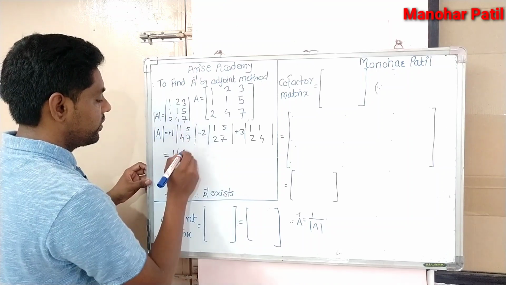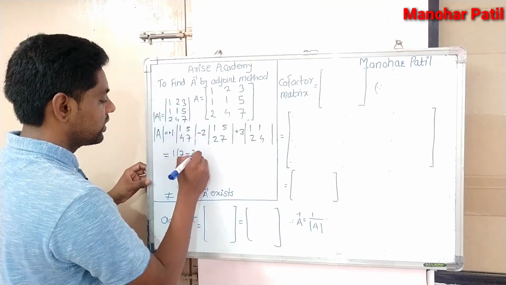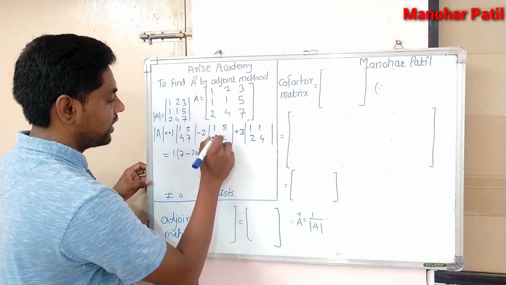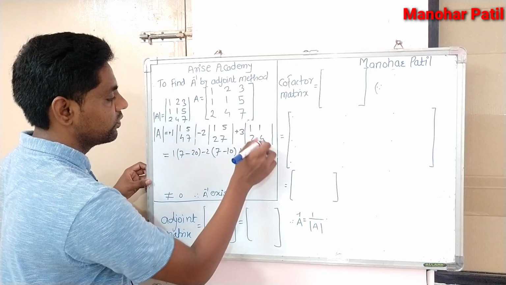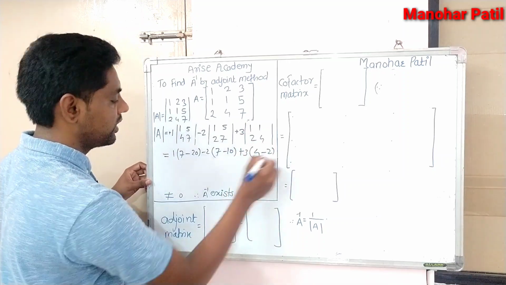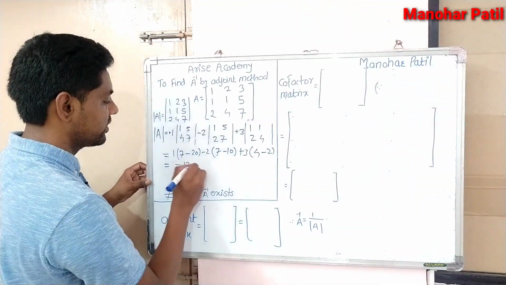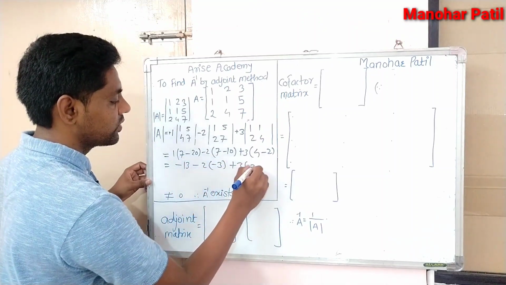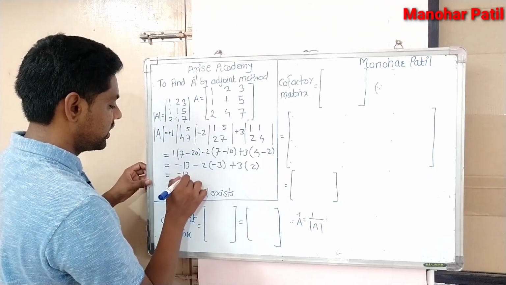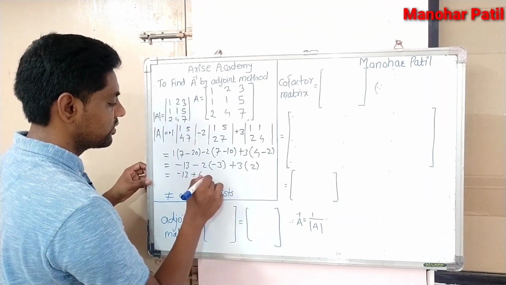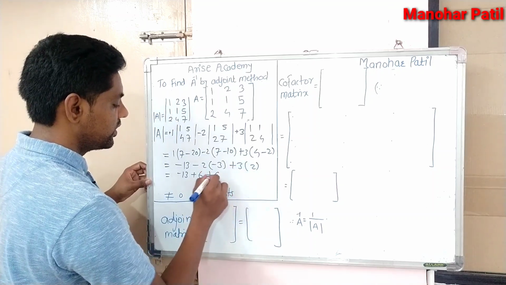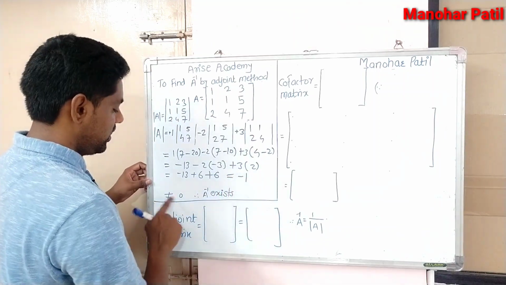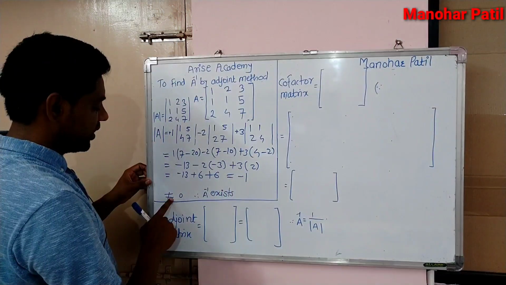1 into (7 minus 5 into 4, that is 20), minus 2 into (7 into 1, 7, minus 5 into 2, that is 10), plus 3 into (4 into 1, 4, minus 2 into 1, 2). So it is equal to 7 minus 20, which is minus 13, minus 2 into (7 minus 10, that is minus 3), plus 3 into (4 minus 2, that is 2). So it is equal to minus 13 plus 6 and plus 3 into 2, which is 6. So it is equal to minus 13 plus 12. So the answer is minus 1. Therefore the value of the determinant is not equal to 0.